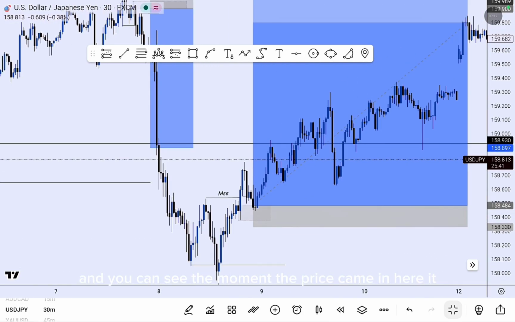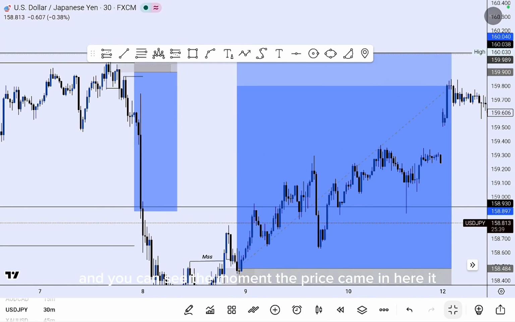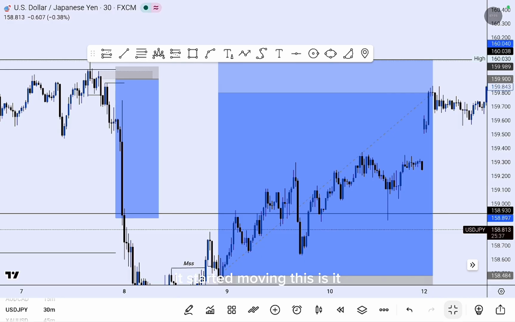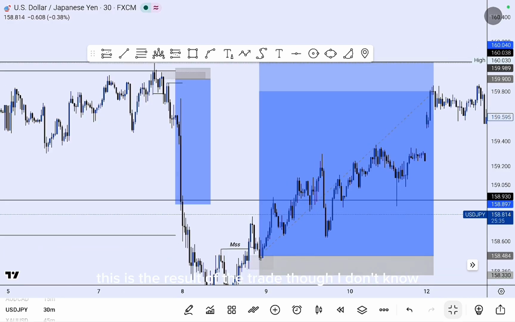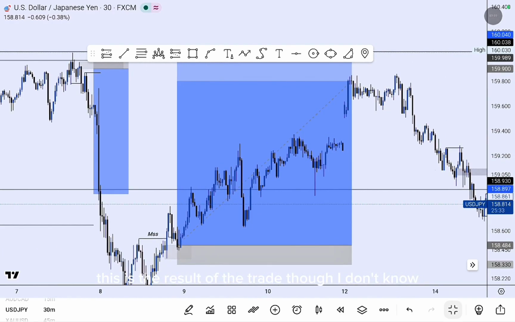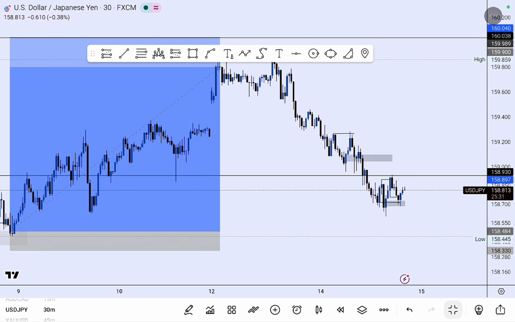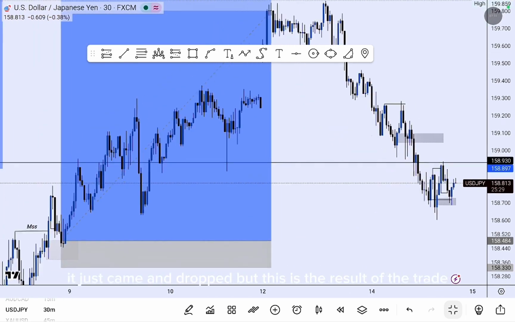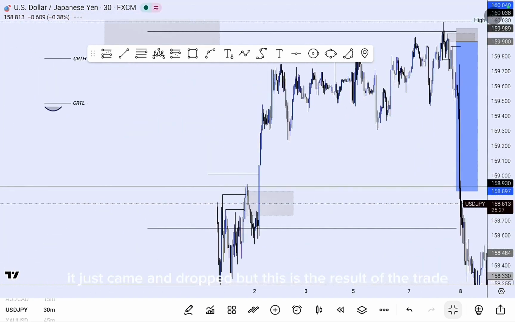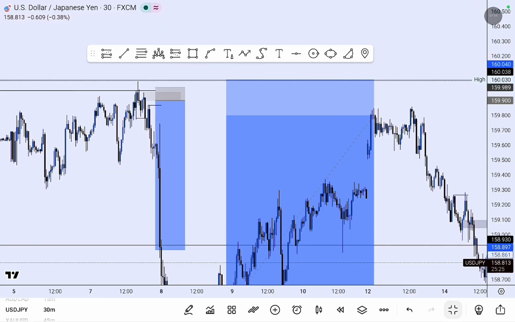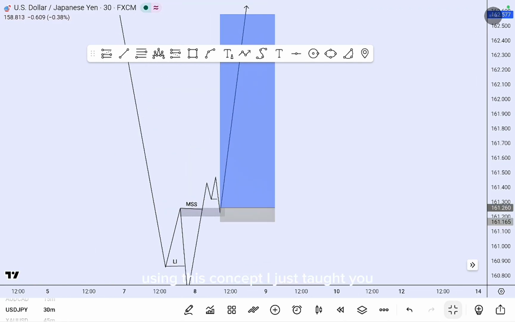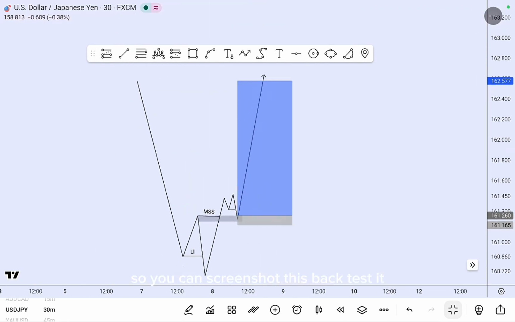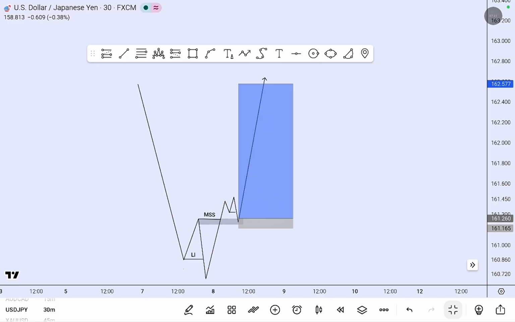And you can see the moment the price came in here, it started moving. This is the result of the trade. Though I don't know, it's been moving though it just came and dropped. But this is the result of the trade using these concepts I just taught you. So you can screenshot this, backtest it. Then it's a strategy that works.